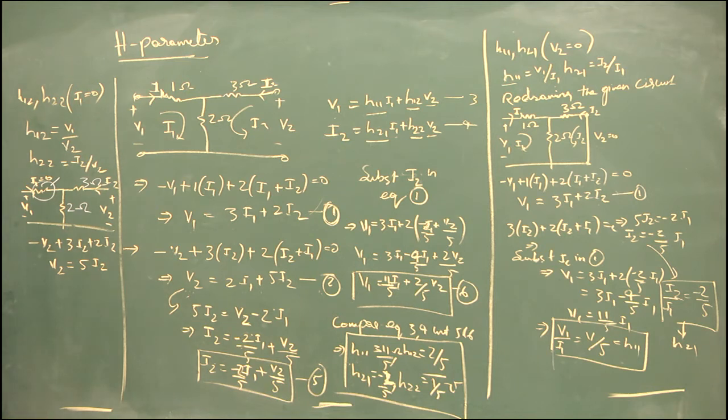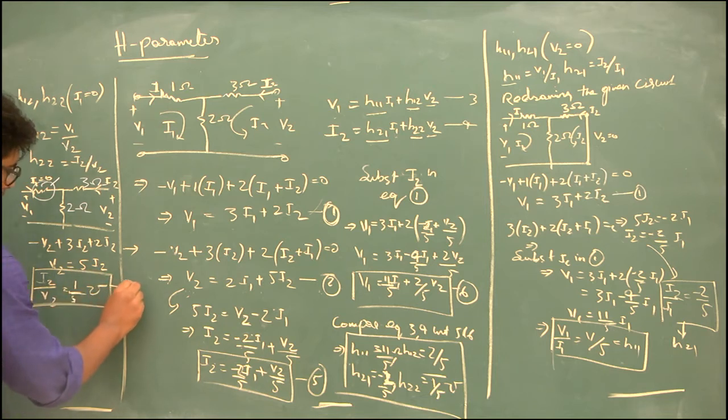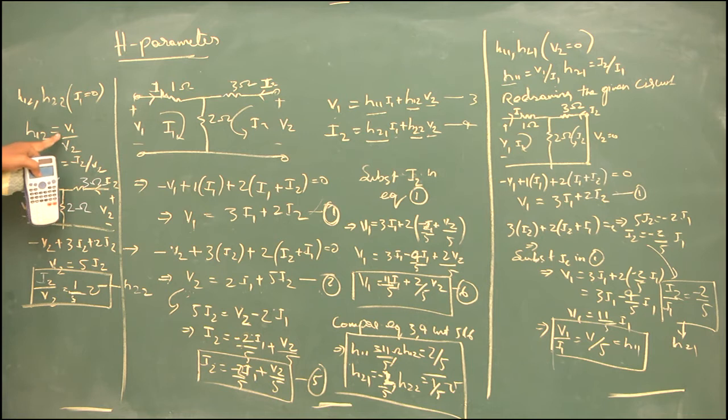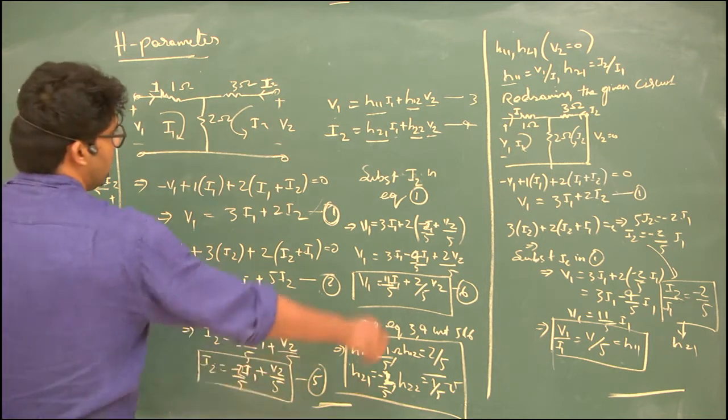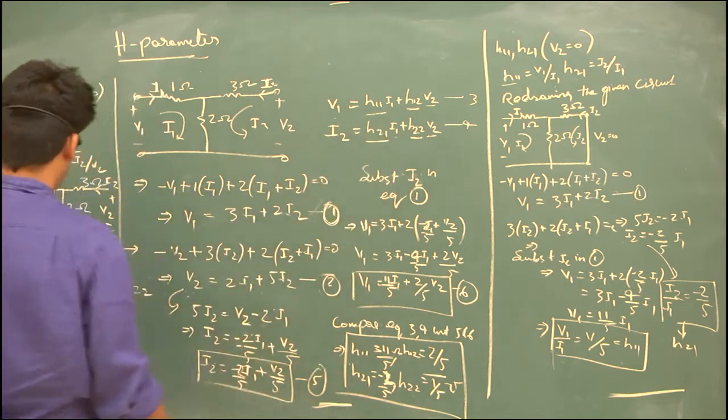Now you get V2 equal to 5 I2, and what we need is I2 by V2. So by this you get I2 by V2 equal to 1 by 5, which is the ohm value. So I2 by V2 means H22. And now what we need is H12, that is V1 by V2.